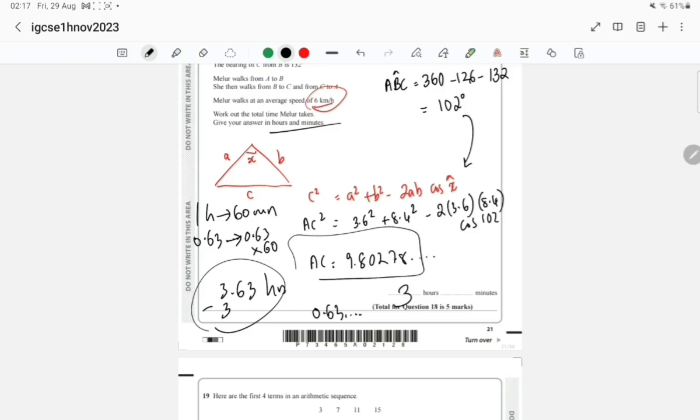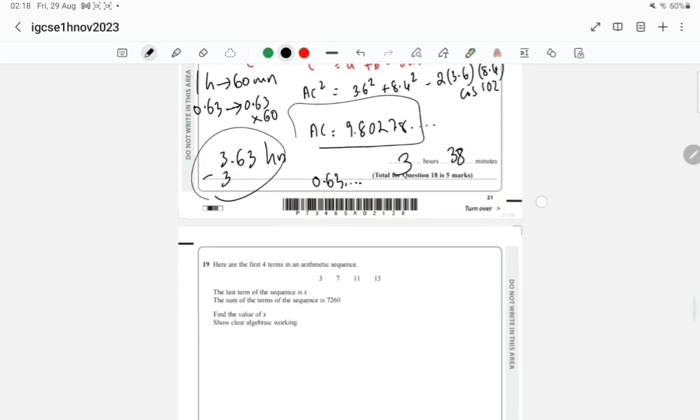So minus 3 in my calculator to get 0.63379..., and multiply this by 60. This will give me 38.02. So it would be 3 hours, 38 minutes.